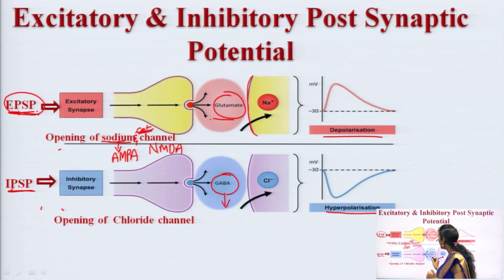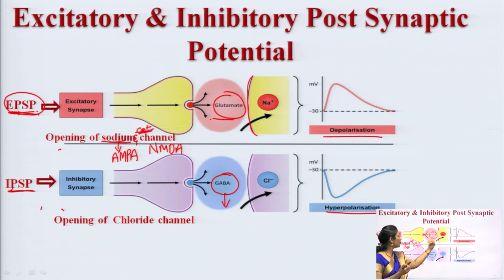When the inhibitory neurotransmitter binds to its receptor, what action is seen here? Hyperpolarization, because of the opening of chloride channels. Glutamate is responsible for the opening of sodium and calcium channels, and GABA is responsible for the opening of chloride channels. So, because of glutamate you can see depolarization, and with GABA you can see hyperpolarization.